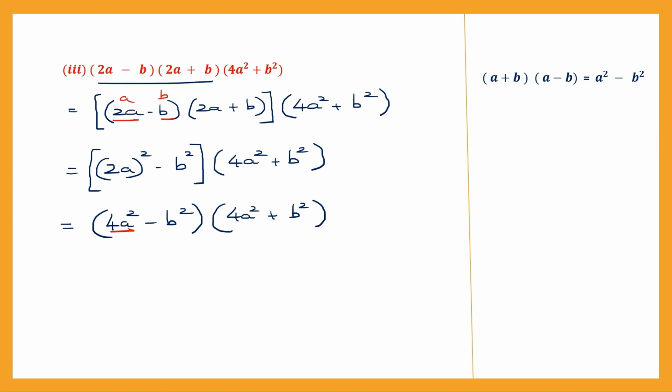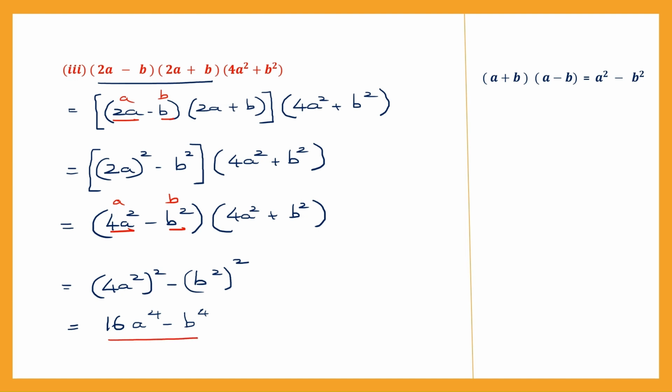So what is a this time? This is a and this is b. So a square means, first write out what a is. A is 4a square. Now a square minus, first write on b, this is b square. Now work it out. Now 4 square means 4 fours are 16. So this is 16. Then we have a to the power of 2 into 2, that is a to the power of 4. A to the power of 4 minus b into b raised to the power of 2 into 2, that is 4. So what is the final answer? 16 a to the power of 4 minus b to the power of 4.